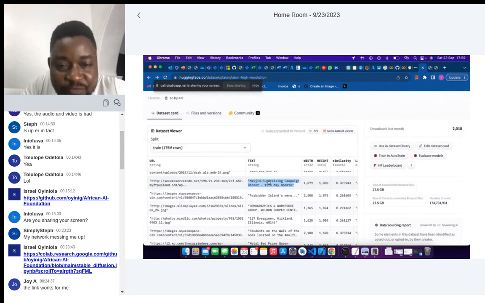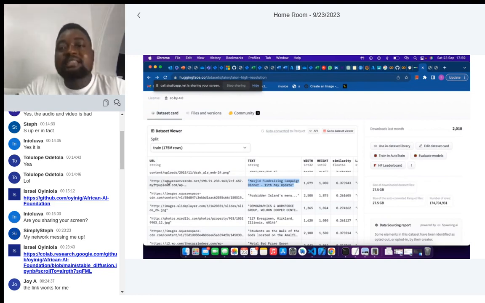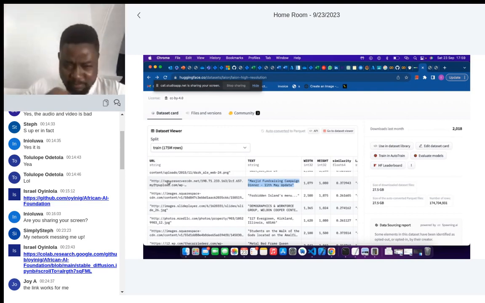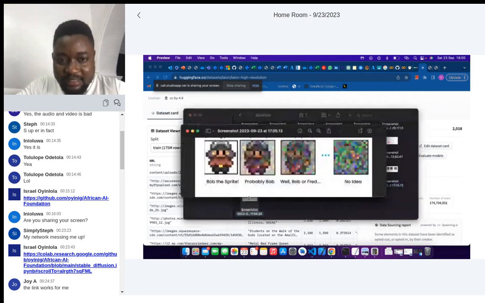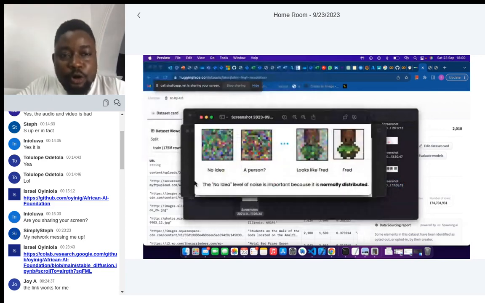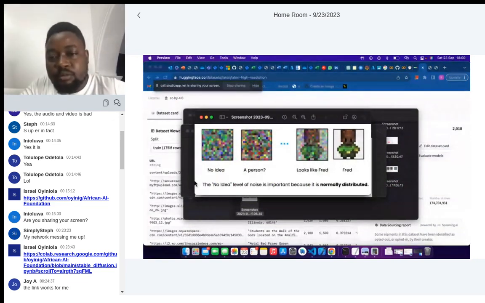So it knows it's trying to get back this Masjid fundraising campaign dinner, 11th May update, and this is what it looked like originally. It has added noise to it. It knows that right now it doesn't know this is a Masjid fundraising campaign anymore, but it wants to get back the Masjid fundraising campaign dinner. So it will remove noise from the no-idea point, and steadily, the same way it added noise, it should be able to get an image back.